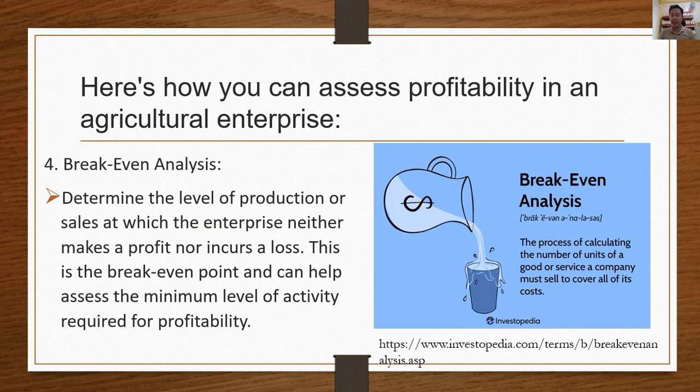Let's proceed to break-even analysis. So this is the process of calculating the number of units of a good or service a company must sell to cover all of its costs. So determine the level of production or sales at which the enterprise neither makes a profit nor incurs a loss. So this is the break-even point and can help assess the minimum level of activity required for profitability.